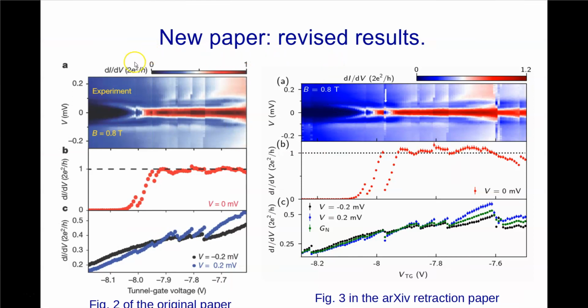Okay, so now we're comparing figure 2 from the original Nature paper and figure 3 in this arXiv retraction paper, which should show the same thing, but here there's additional data. Notice that here in the original paper, there are of course all these sections. There are vertical lines, and they seem to show some small jumps in the data, especially here at high bias, right?